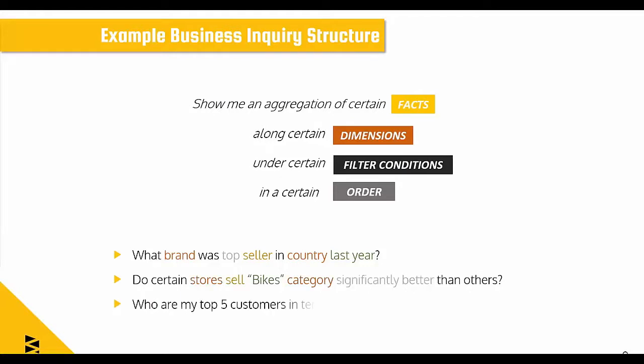Okay, now, who are my top 5 customers in terms of revenue? This is the last business inquiry. So what is my fact here? Right, correct. And let's move on. So customers is the dimension, top is the order, 5 is a filter condition, and revenue is indeed my fact. Okay, so we understand how to extract the different data elements from a business inquiry.